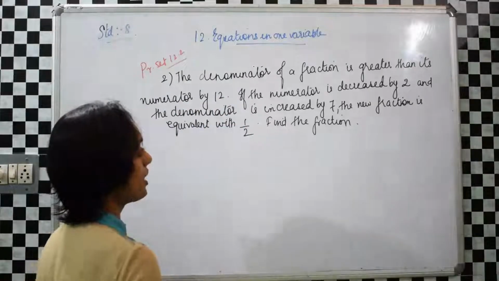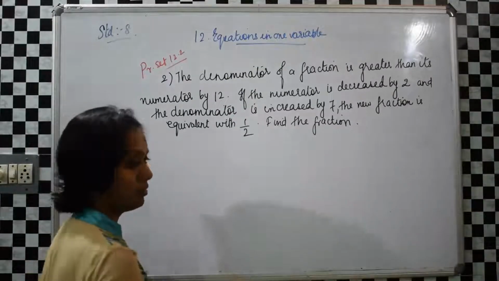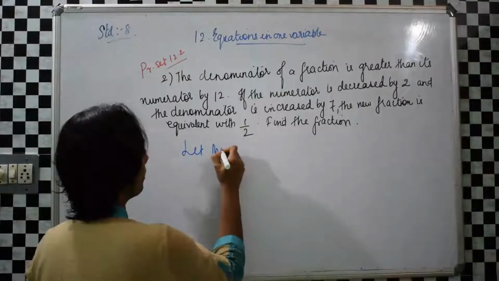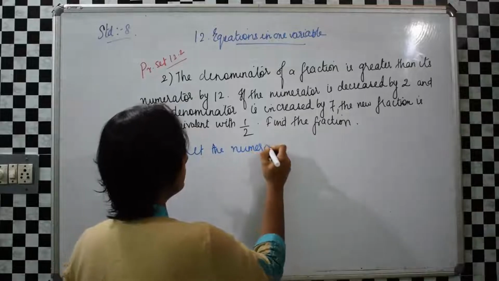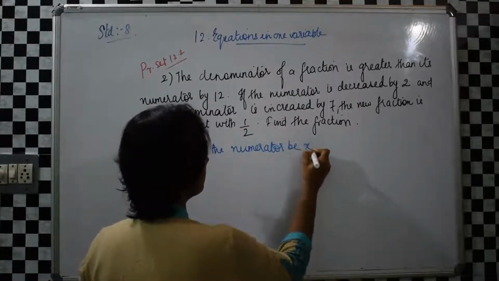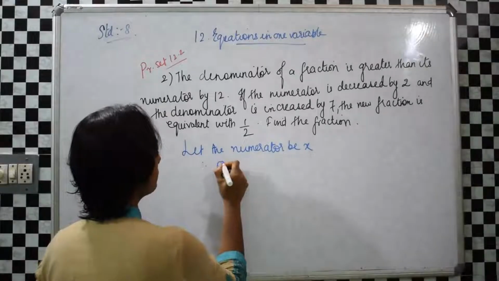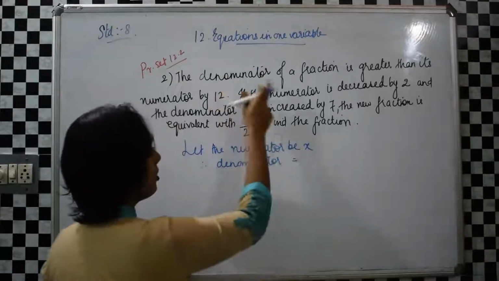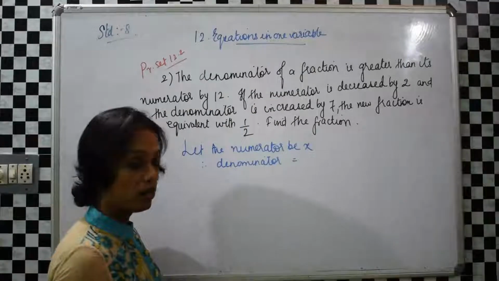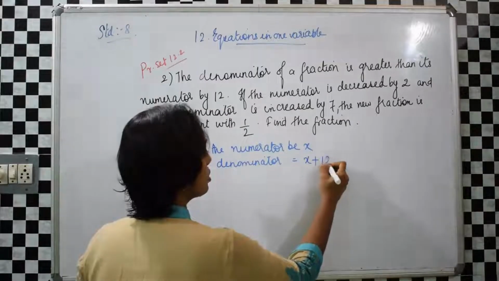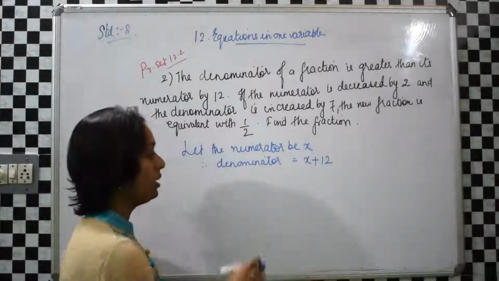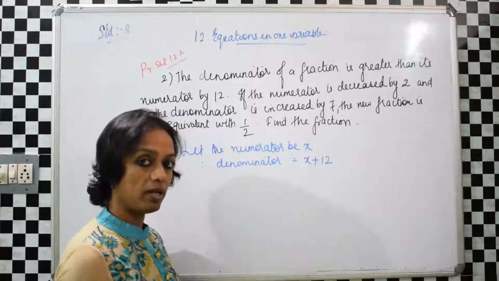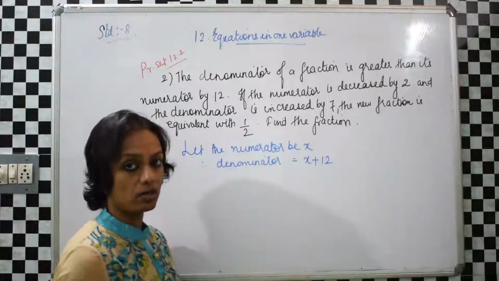The denominator of a fraction is greater than its numerator by 12. So now if I say let the numerator be x, what will be the denominator? The denominator is greater than the numerator by 12, so the denominator will be x plus 12. So repeat, if I take the numerator to be x, since they have given that the denominator is greater than the numerator by 12, I will have to take the denominator as x plus 12.